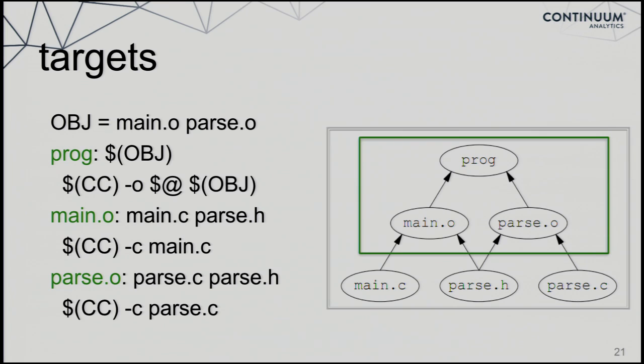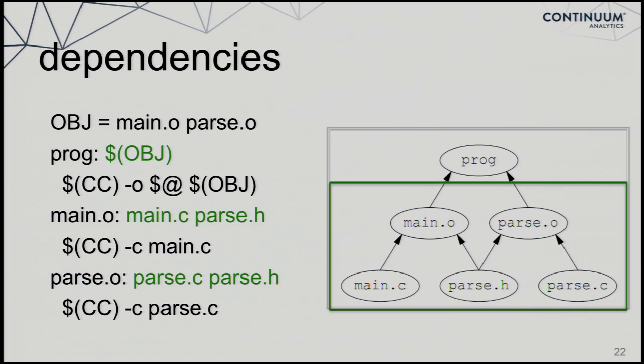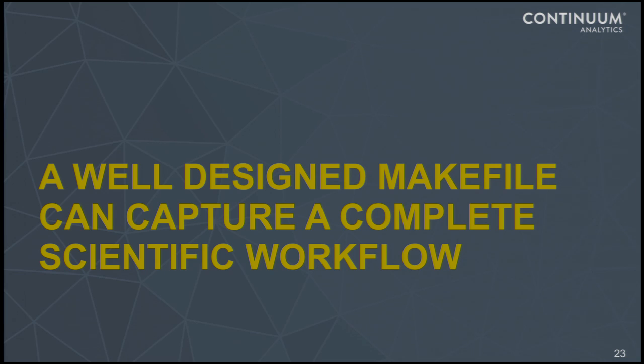Main.o and parse.o, right? So target is anything that's pointed to. Dependency is anything that's being pointed from. Okay? All right, maxim number 2 from this slide deck.